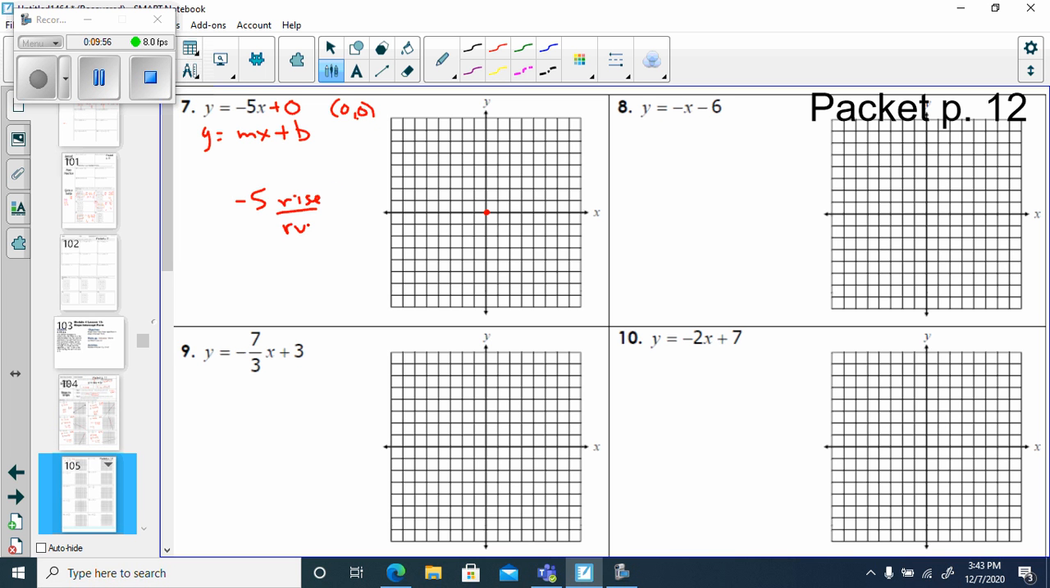What can I do to negative 5? What can I divide it by and not change it? That would be 1. So I'm going down 5 and over 1. Down 1, 2, 3, 4, 5, and over 1. Okay, I don't have enough room to do it again, so I'm just going to use those 2 points to draw my line. And I'll continue my line out this way. Okay?